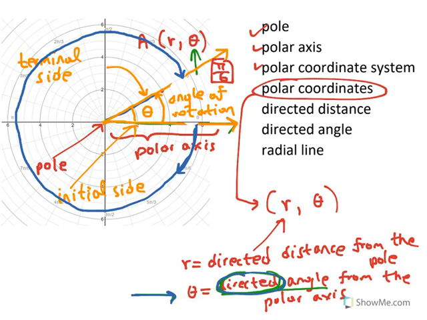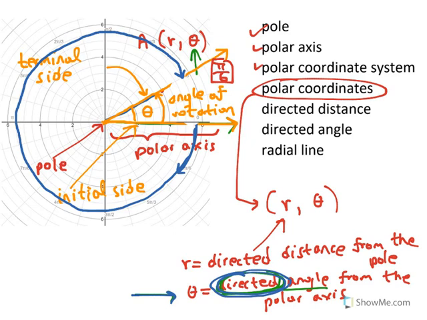So what do we mean by the directed angle? We mean we could either rotate the initial side of our angle counterclockwise, in which we will get a positive angle of rotation, or we could rotate the initial side of our angle clockwise, in which we will get a negative angle of rotation. So in that way you have a directed angle from the polar axis.